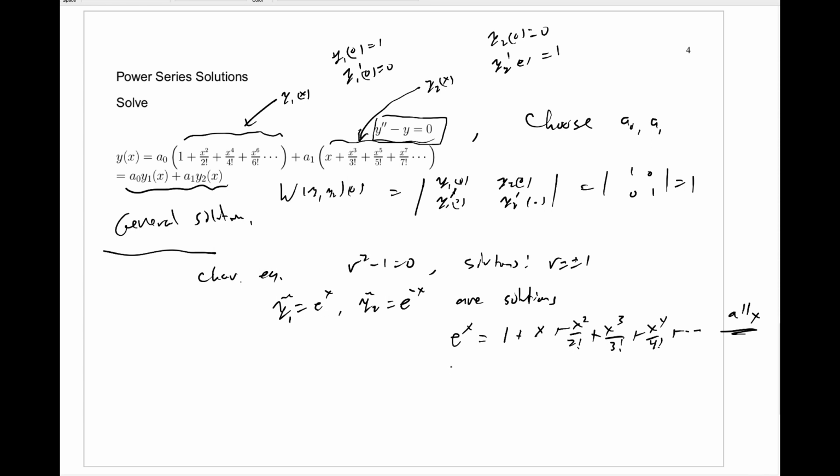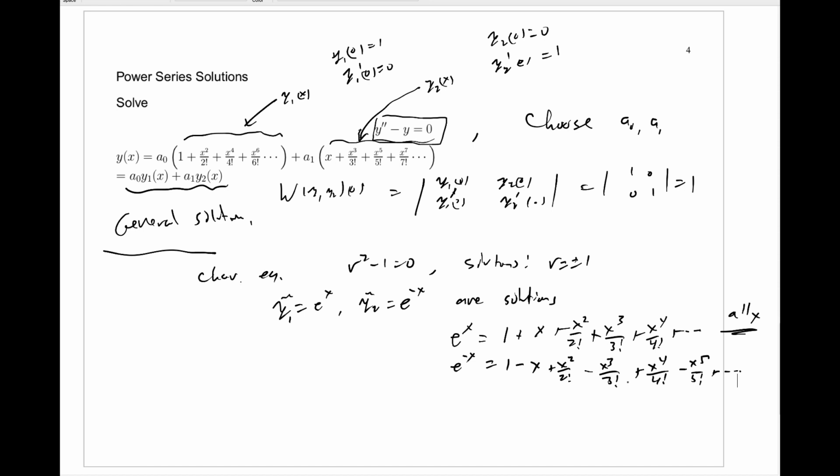What is e to the minus x? Well, it's just what you get when you plug in minus x for x here. So that's 1 minus x plus x squared over 2 factorial minus x cubed over 3 factorial plus x to the 4th over 4 factorial minus x to the 5th over 5 factorial, etc.